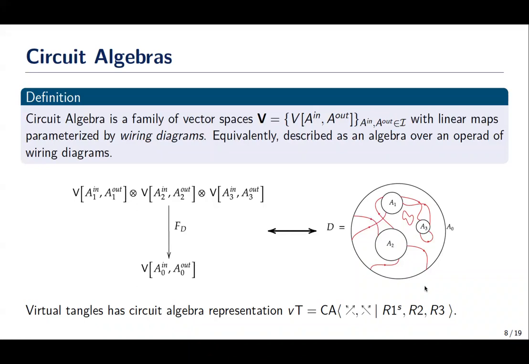Virtual tangles also have a planar algebra representation, but it is not elegant because in that representation we'll have 3 generators, since strings are not allowed to intersect. So we'll have to add this extra virtual crossing as part of the generator data. And because we are adding virtual crossings, we need to add 3 more relations, which we call virtual Reidemeister relations. So that's one part of the story. That's how virtual tangles have a circuit algebra representation.